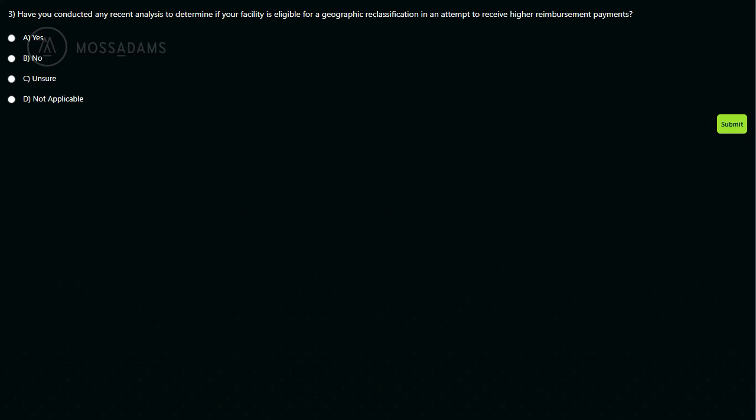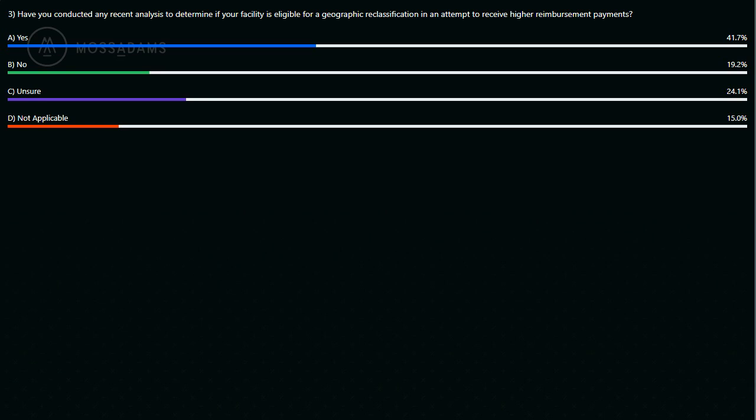All right, it looks like most have responded. So here are the results. It's good to see that the majority are looking at geographic reclassification. I think this is an area where folks need to really pay attention, because the geographic boundaries we're all used to are going to be changing in a few years. And if you can keep your wage index data stated at a very robust level, this can open up opportunities to get a higher wage index value.